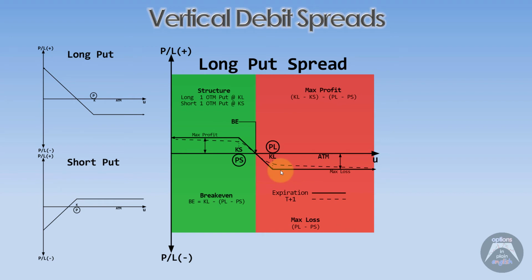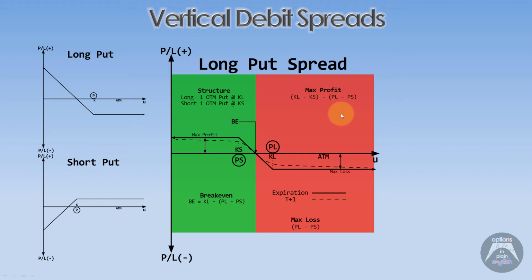So with a vertical spread, the money that you can lose is not only predefined, but it's whatever you paid for the spread that you bought. So in this case, PL minus PS, that's your max loss. That's your initial investment. And that is going to be a part of your max profit. Your max profit is going to be the difference in strikes, because this is how much this spread can expand to.